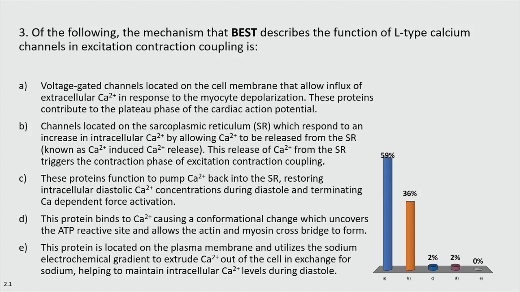Oh, interesting. So option A was correct. The majority of you thought that was correct. The voltage-gated channels located in the cell membrane allow influx of extracellular calcium in response to myocyte depolarization. And these proteins contribute to the plateau phase of the cardiac action potential. Many of you thought B was the correct answer.